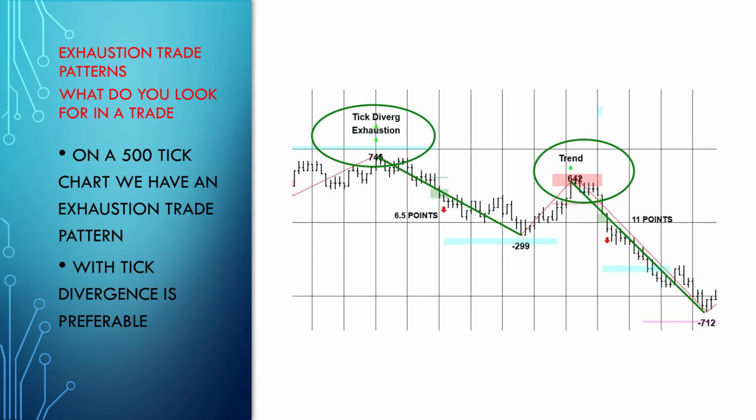So what do we look for in a trade? On a 500 tick chart, we are looking to have an exhaustion trade pattern because that is going to give us the largest reward for our risk. We'd also like tick divergence if that is possible with that trade.